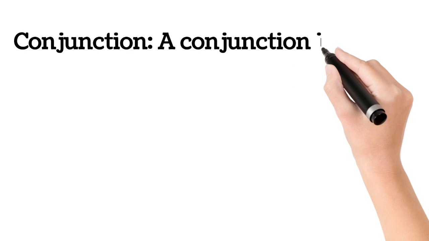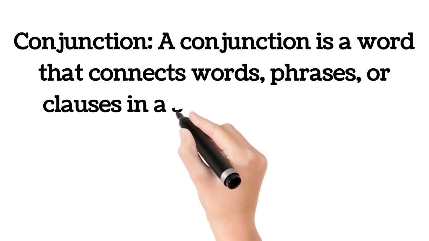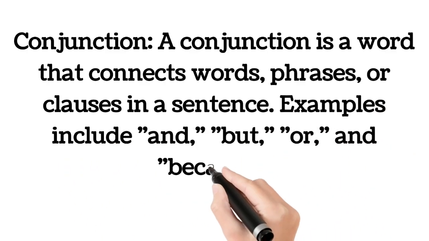Conjunction. A conjunction is a word that connects words, phrases, or clauses in a sentence. Examples include and, but, or, and because.